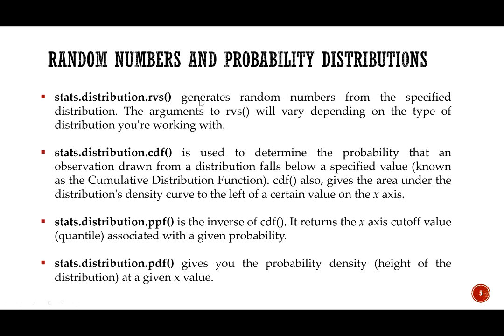Stats.distribution.rvs, or random variables, generates random numbers from the specified distribution. The arguments to rvs will vary depending on the type of the distribution you are working with. If you are working with a uniform distribution, we need two parameters, A and B, upper bound and lower bound. If you are working with a normal distribution, we need two parameters, mean and standard deviation. Or if you are working with an exponential distribution, we only need one parameter, lambda. We can also calculate the cumulative distribution function, when the probability of x is less than or equal to a value.